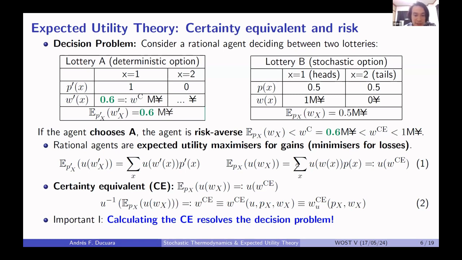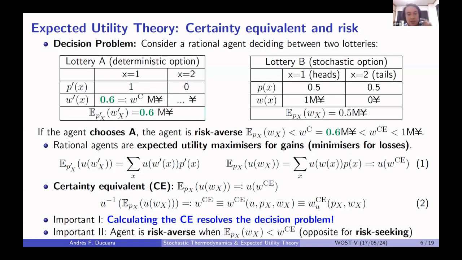And the first important thing to remember is that calculating the certainty equivalent resolves the decision problem, because we can just compare that number to the deterministic option, and whichever is smaller, the player is going to choose that one, the smaller one. So in that sense, the certainty equivalent resolves the decision problem. And the other thing that one can extract from here is this condition, which is basically a characterization of risk-averse players. And one can introduce a similar scenario such that the opposite inequality is going to represent risk-seeking players.